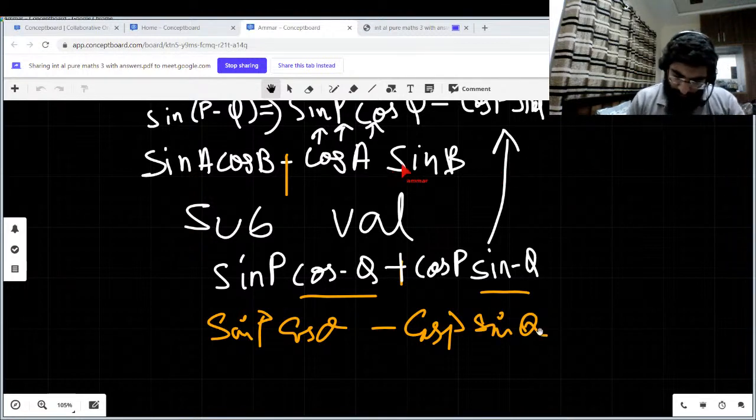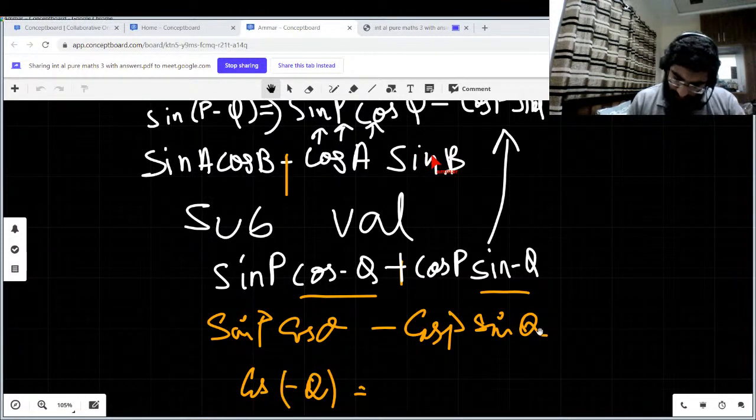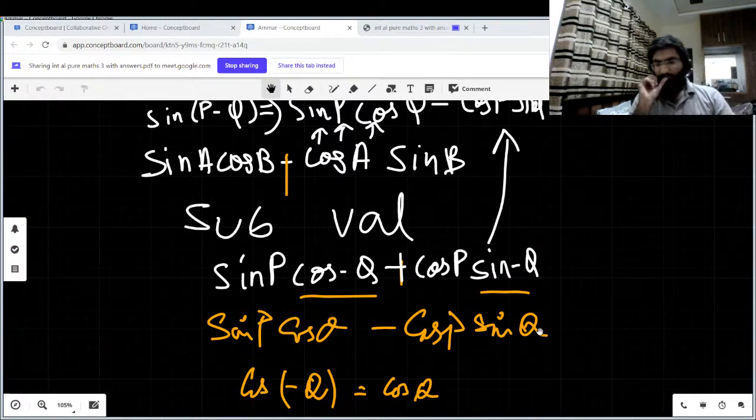Because you'll have to show that cos of minus q is equal to cos q, and sine of minus p or q, whichever, is equal to minus sine q. Okay.